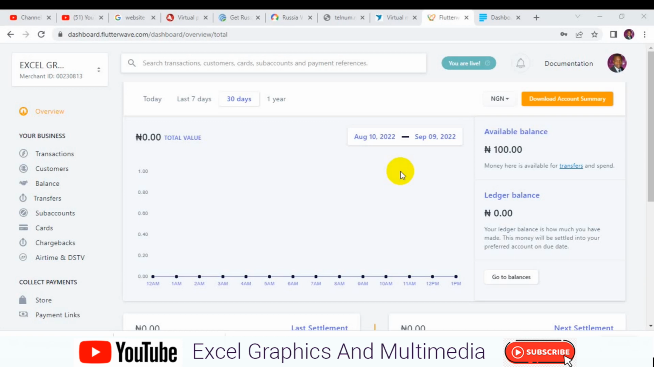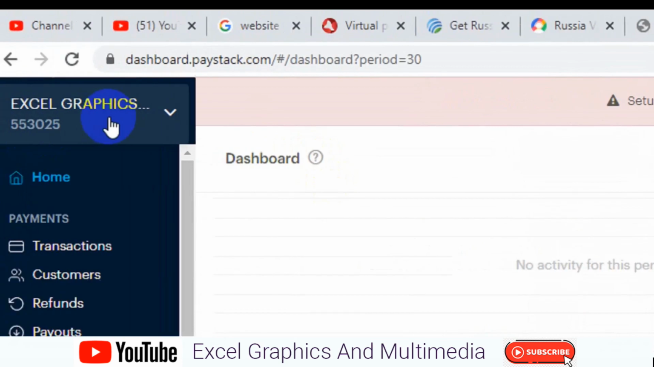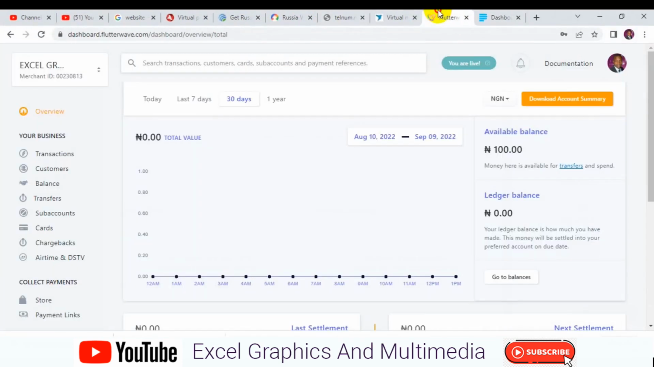So without wasting much of our time, let's dive into the tutorial and see the similarity that these two platforms share in common. One thing I would like to clarify right here is that the two platforms are 100% legit. They are very much genuine. I have used both platforms. This is my FlutterWave dashboard, and this is my PAYSTACK dashboard. You can see my business name, Exec Graphics and Multimedia, on both.